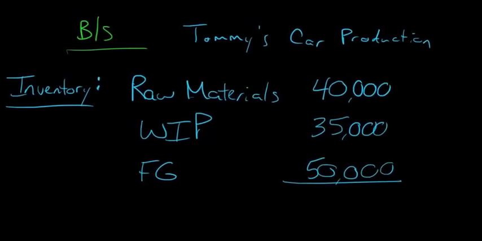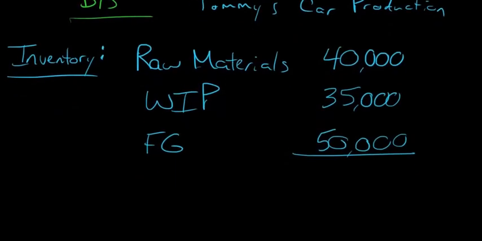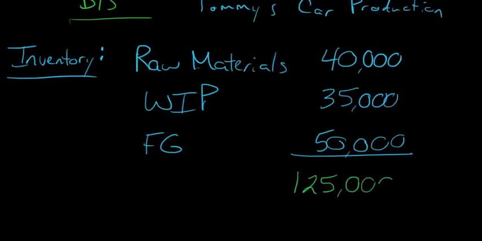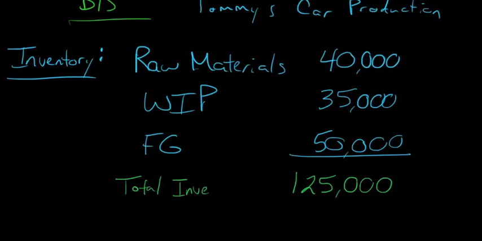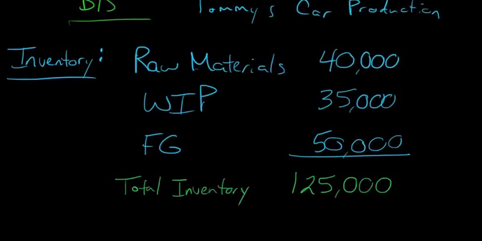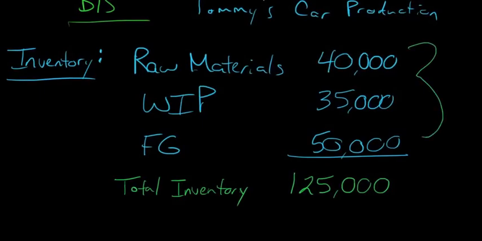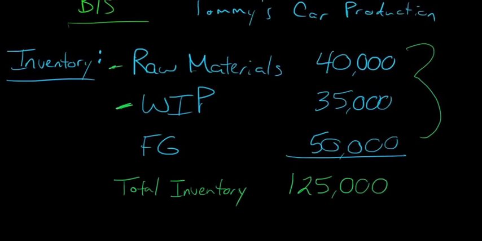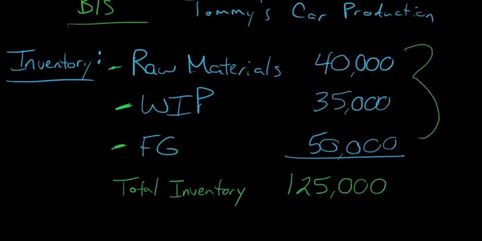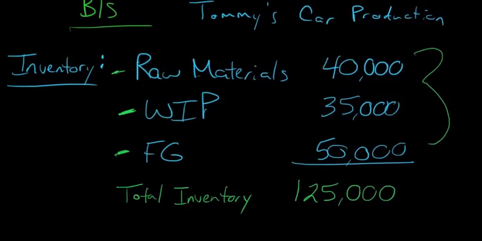Now what do we have here in total? Looks like we have 125,000. So what does that mean? That means that our actual asset, our total inventory, is 125,000. But we can break that out as follows: we've got 40,000 in raw materials, 35,000 in partially assembled, unfinished units. We've done work to them, but they're not done yet. And then we've got $50,000 of inventory that is ready to be sold and go out the door.